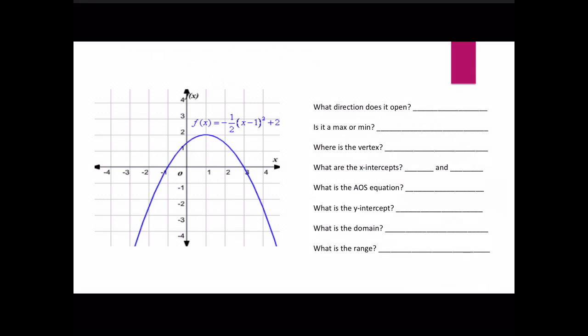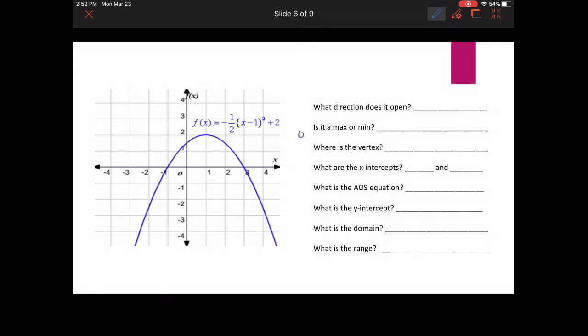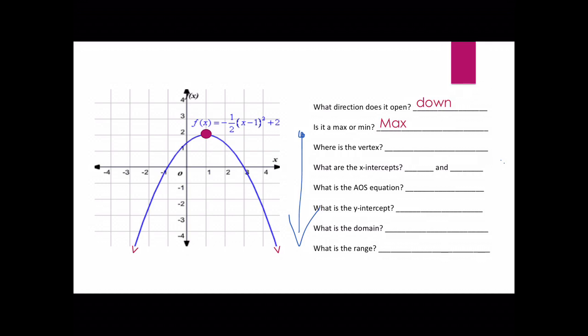So now, what direction does this parabola open? Up or down? If we make a point at our highest one, and then make an arrow to the rest of the graph, it opens down. Does that mean it is a maximum or a minimum? So that first point is a maximum. And our vertex is 1, 2.